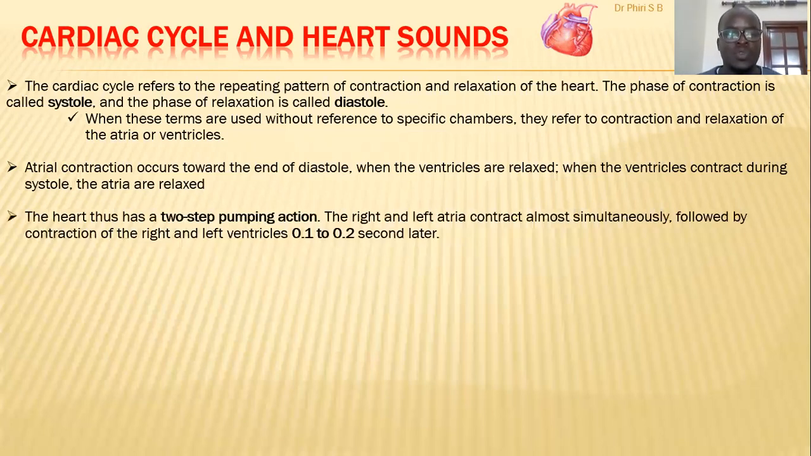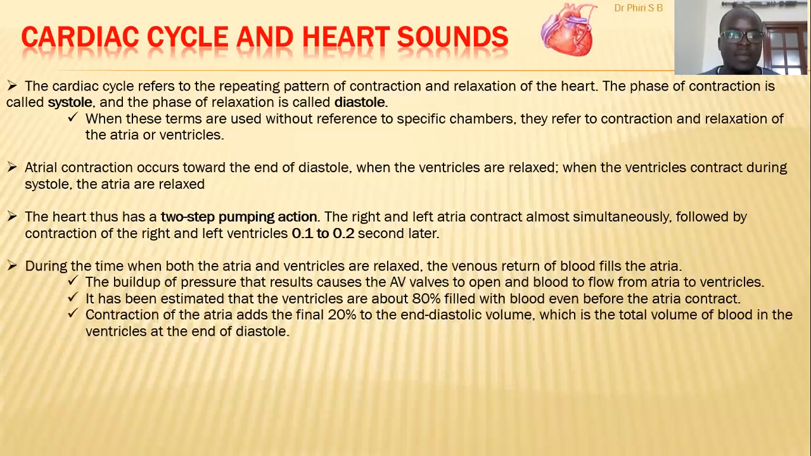So the heart has a two-step pumping action. The right and left atria contract almost simultaneously, followed by the contraction of the right and left ventricles. There's a time delay in between the contractions of about 0.1 to 0.2 seconds. This time delay is a result of the AV node delay, because we said that they are slow at firing action potentials. That allows the atria to contract, and then later on the ventricles will contract.